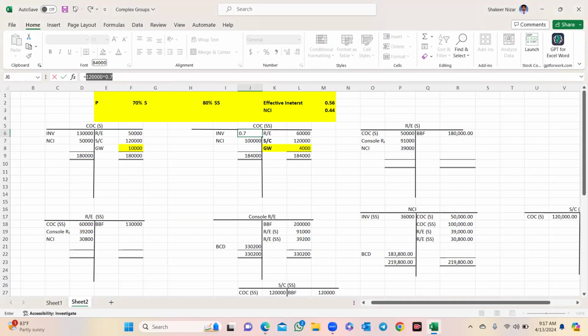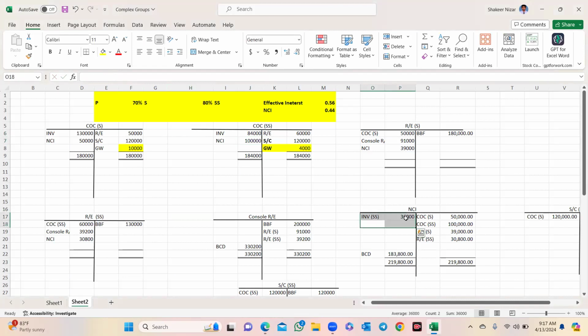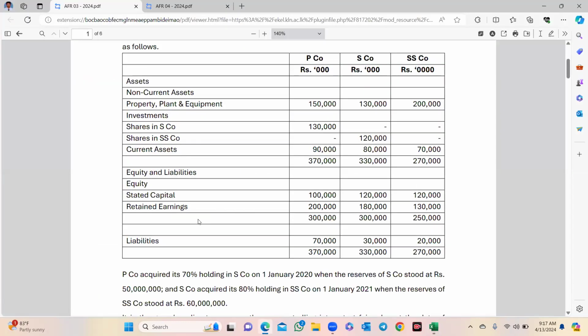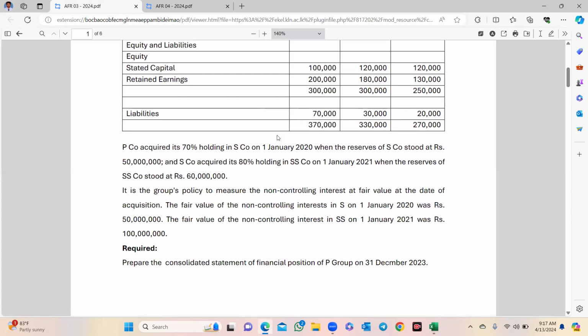84,000, the remaining goes to the NCI. 120,000 minus 84,000, that is 36,000, right? Right. When we go to this one, so 70%, the reserves is 50,000.